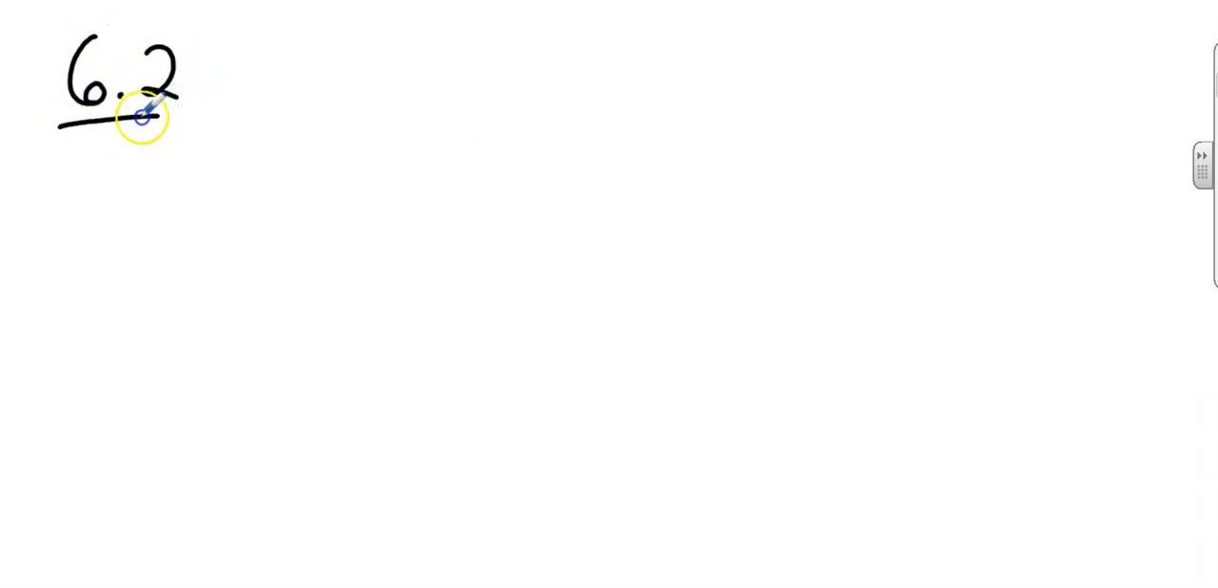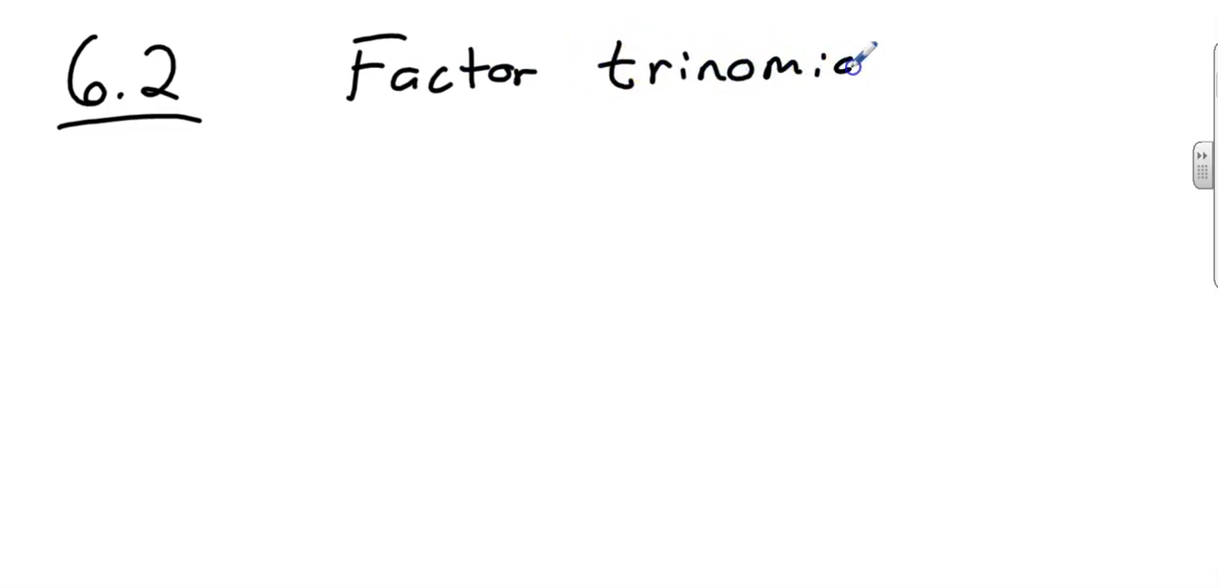Okay, 6.2. Still factoring, but for 6.2, we're going to go with trinomials. If you haven't done anything with polynomials in a while, trinomial just basically means 3 terms. Monomial would be 1 term, binomial is 2 terms, trinomial is 3 terms.